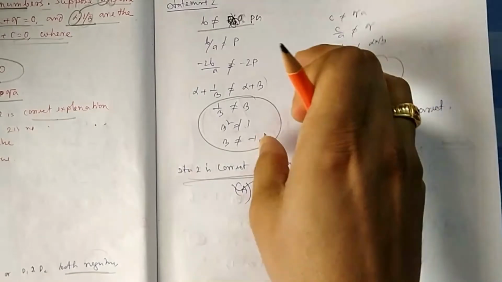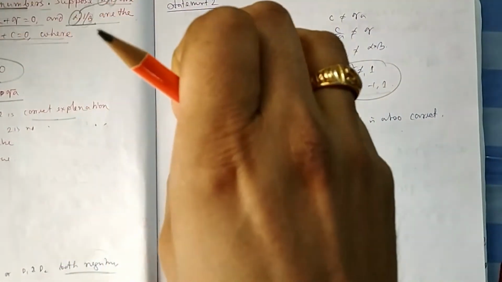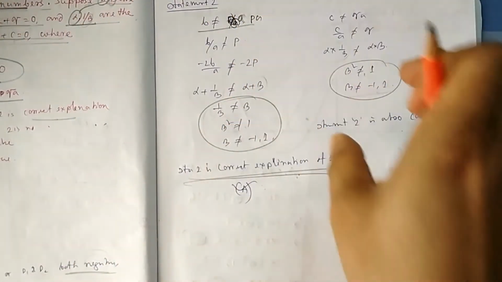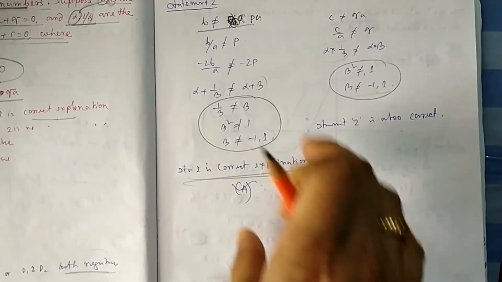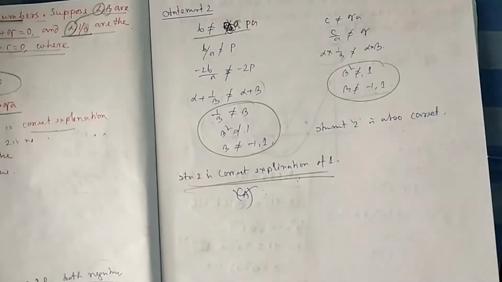Whatever calculation you do in 2, whatever calculation you do for statement 1, if there is a common branch between these two, then you will say statement 2 is the correct explanation of statement 1.